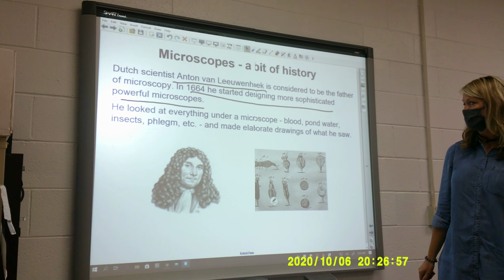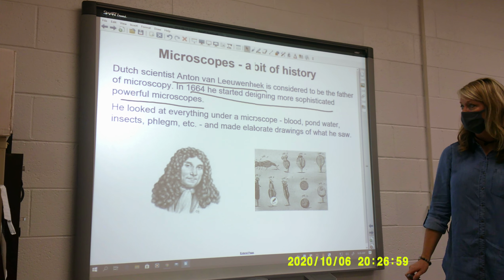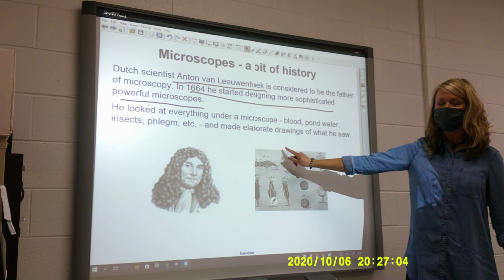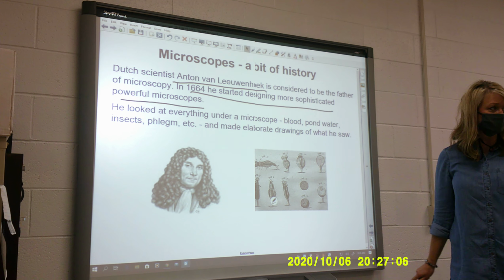He looked at everything under a microscope: blood, pond water, insects, phlegm, etc., and made elaborate drawings of what he saw. All of those are microorganisms that he saw inside of all those things.